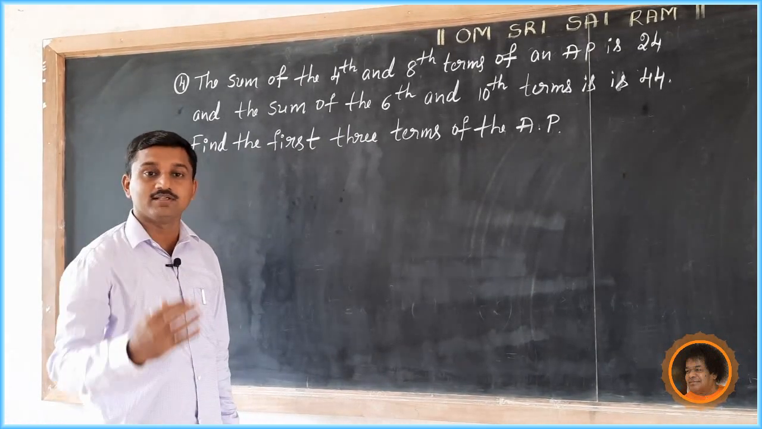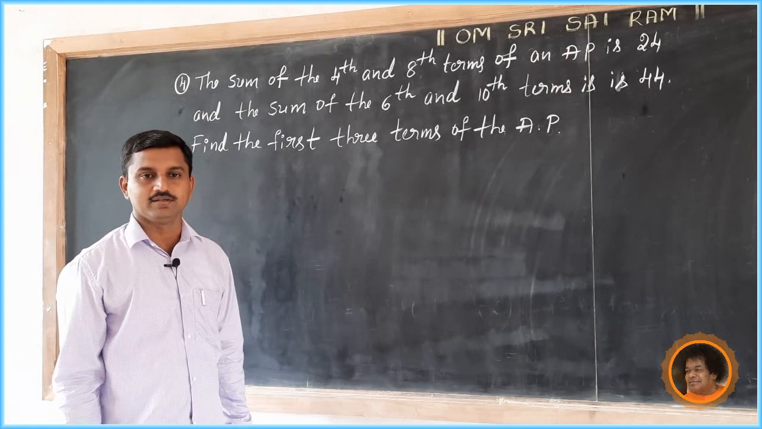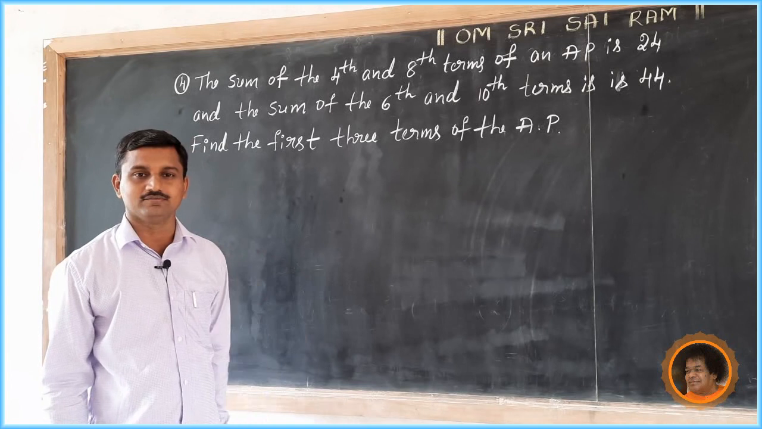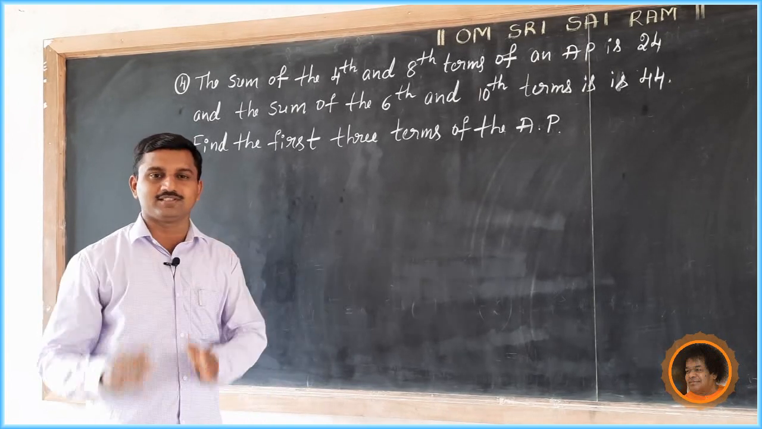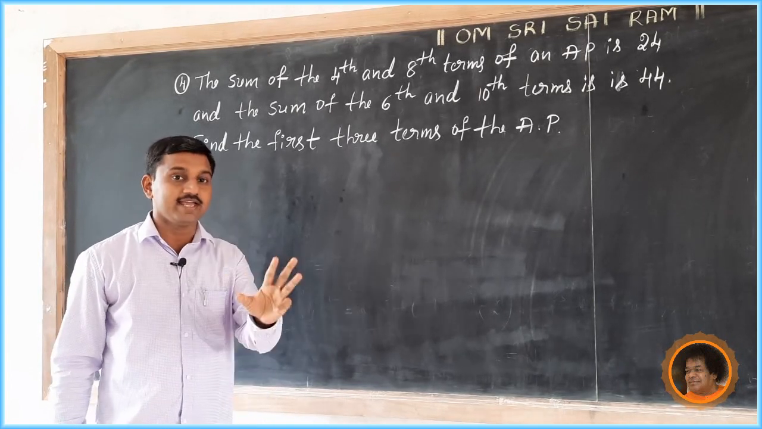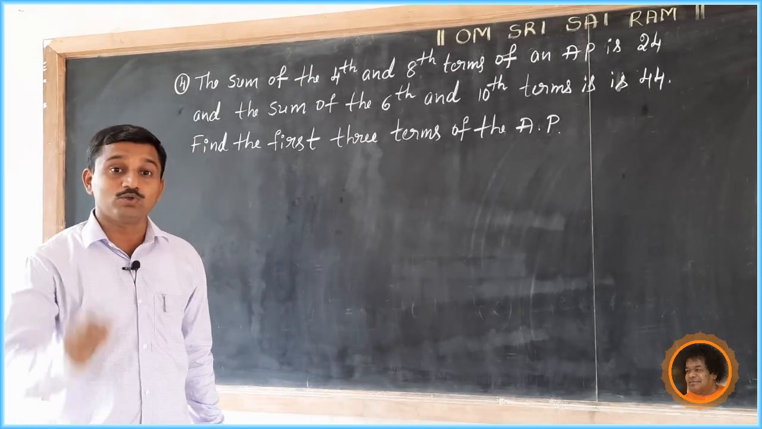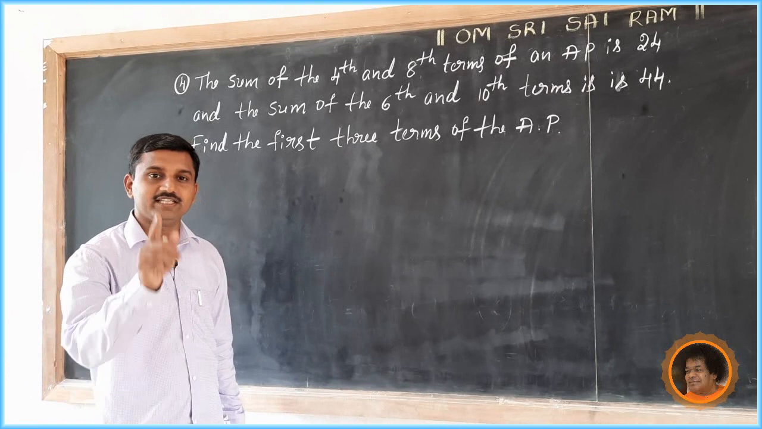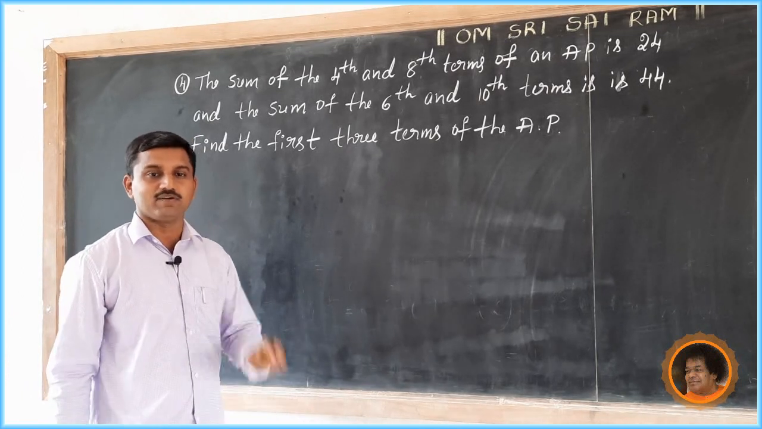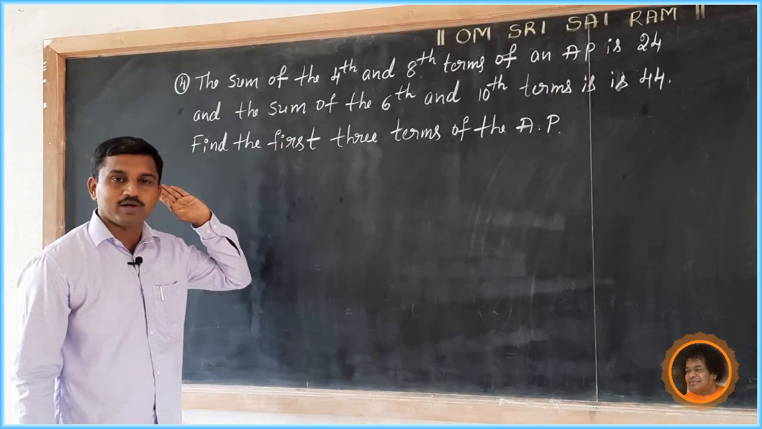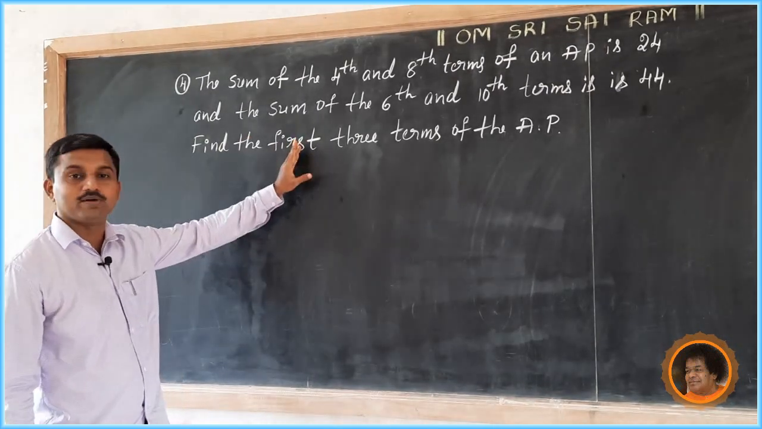Just recall the general form of the AP. a, a plus d, a plus 2d, and so on. So these are the first 3 terms: a, a plus d, a plus 2d. So how to write the 3 terms? We need the value of a as well as d, the first term as well as the common difference. From the examination point of view, this question is important for 4 marks.